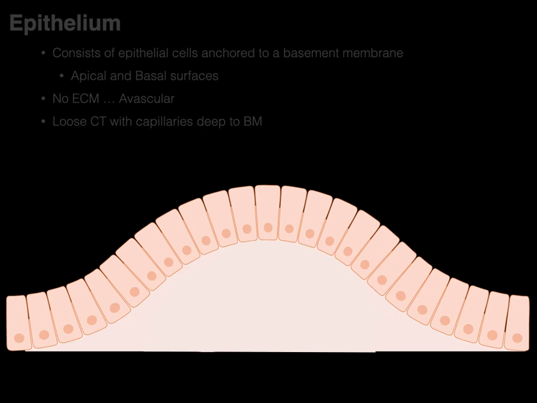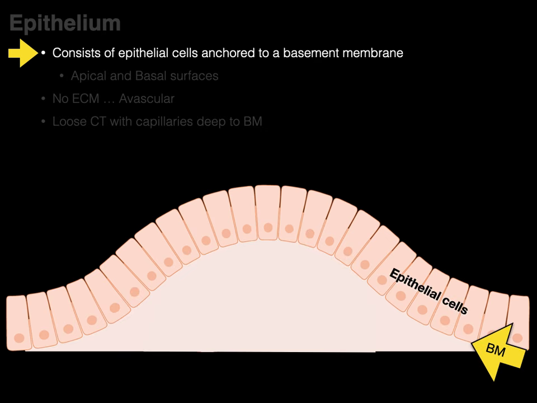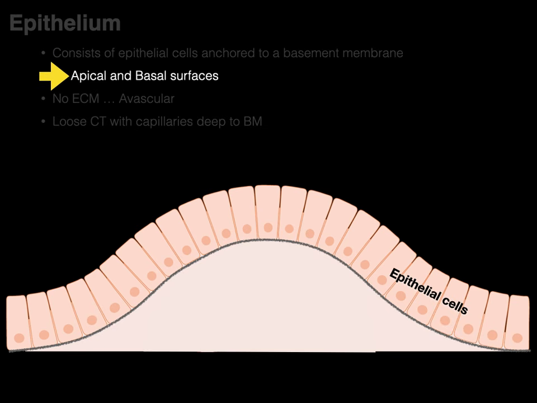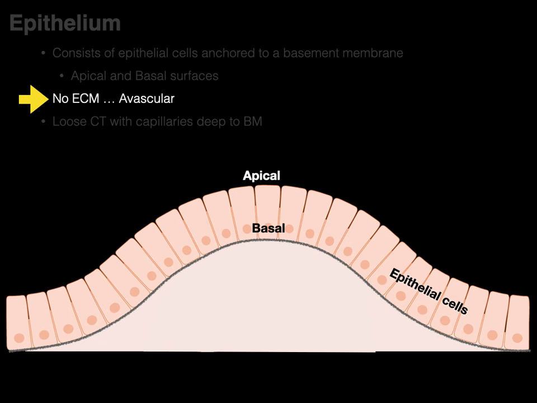the body. So epithelium consists of epithelial cells anchored to a basement membrane. So there are epithelial cells, and there is a basement membrane right there, and those epithelial cells are anchored, much like Legos, on that basement membrane. And epithelial cells and epithelial tissue have apical and basal surfaces. Apical means towards the surface, and basal means towards the base. In other words, the part that's anchored to the basement membrane.